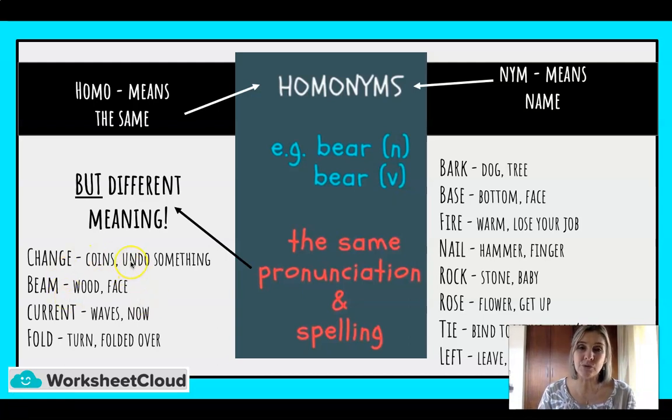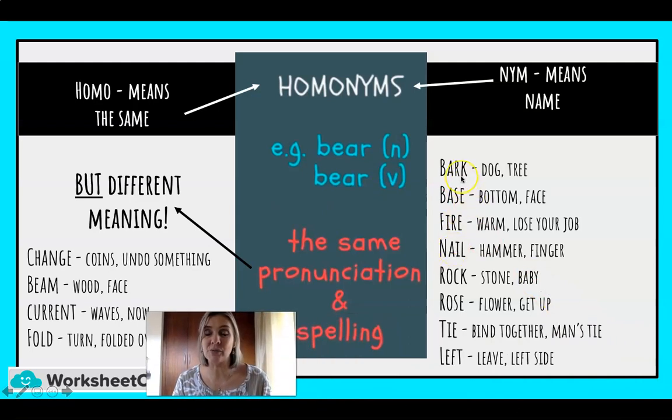If we're talking about beam, the word beam, it can be a wooden beam like in the ceiling, or we can talk about your face beaming. Current, we're talking about in the waves. We've got a current that can sweep you away, or now, as in current events like the coronavirus. There's fold, as in when you're playing a game of cards, you could fold. You could just put your cards down and say, that's it, I'm turning them over, I've got nothing more to do. Or when you fold something over, when you actually turn over a page, or you fold in your laundry. Then, which I think many of us are doing at this point in time.